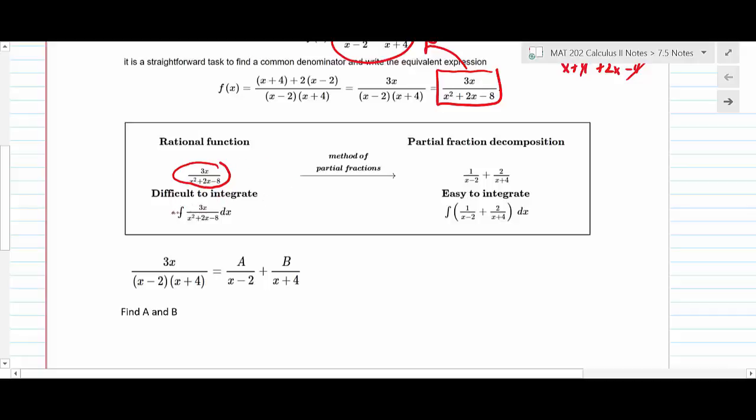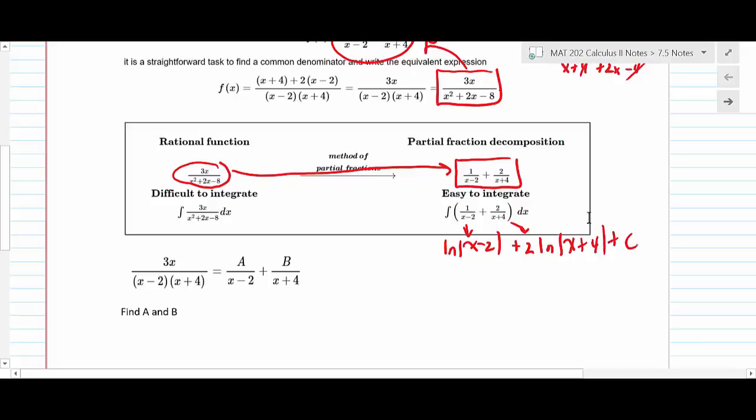So the idea is, that's a fairly difficult thing to integrate because you'd probably have to use substitution. You might have to do completing the square. What we can do is break this up into where it came from. So you can change that to 1 over x minus 2 plus 2 over x plus 4. Now, do you guys agree that this is an easy integral to do? Yeah. Okay, because if you did this integral right there, what is that? ln |x minus 2|, right? Okay, what's the next one? 2 ln |x plus 4| plus c.